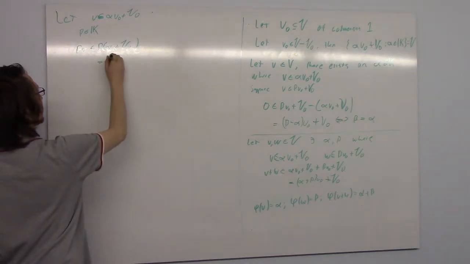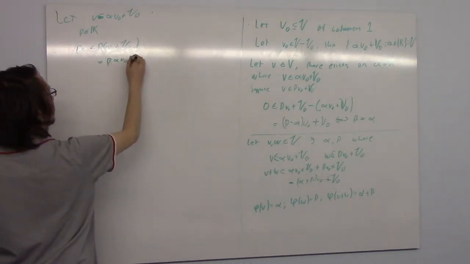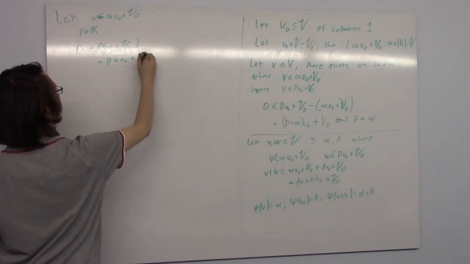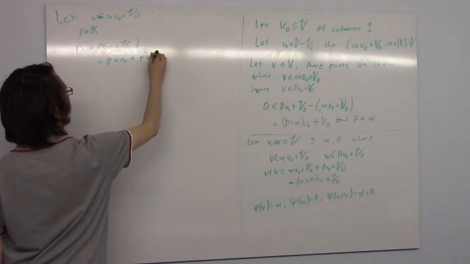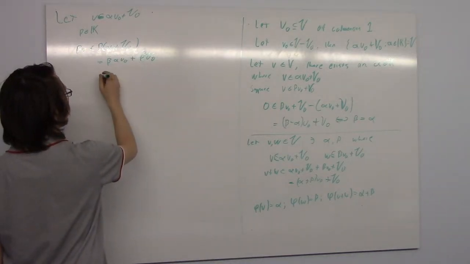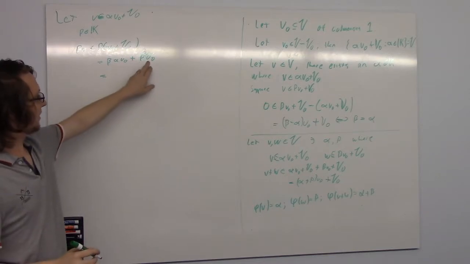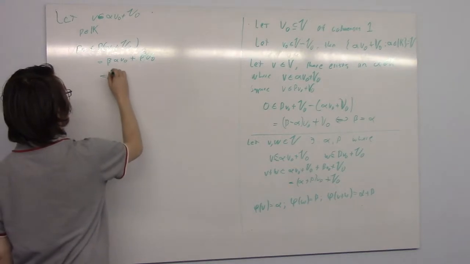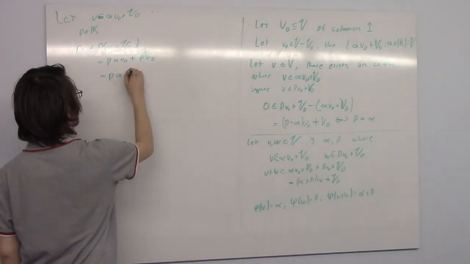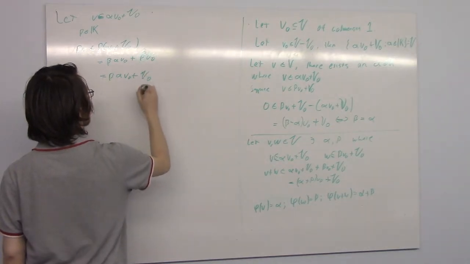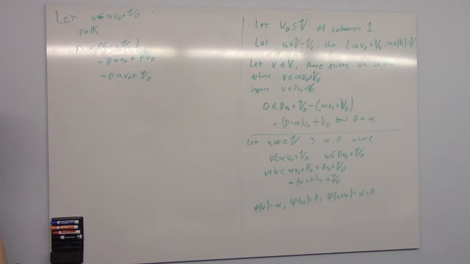This equals beta alpha V naught plus beta V naught. It's a ring, so multiplication works. Multiplication distributes. But V naught is a vector space. So this is beta alpha V naught plus V naught. Okay?